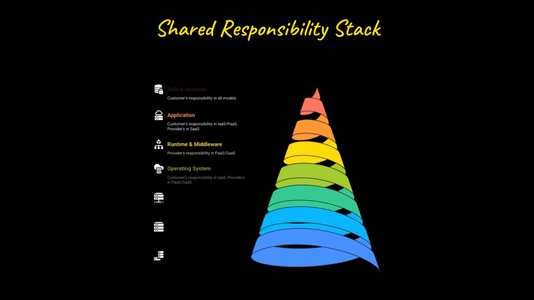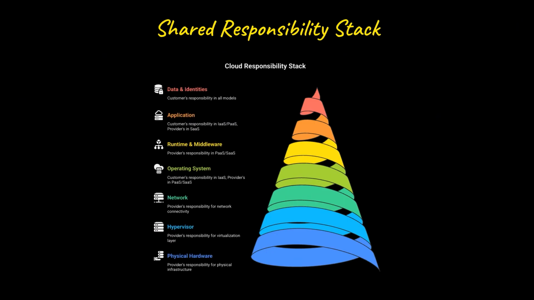Think of the stack as layers. The provider always owns the physical data center, hypervisor, and network. The customer always owns data and identities. The operating system is the critical middle layer. Who patches it depends entirely on which service model the workload runs under.